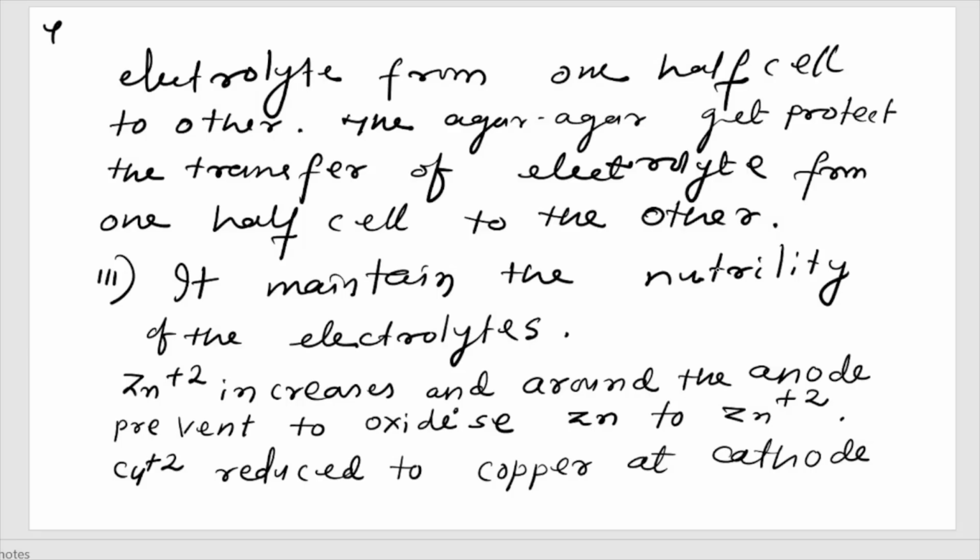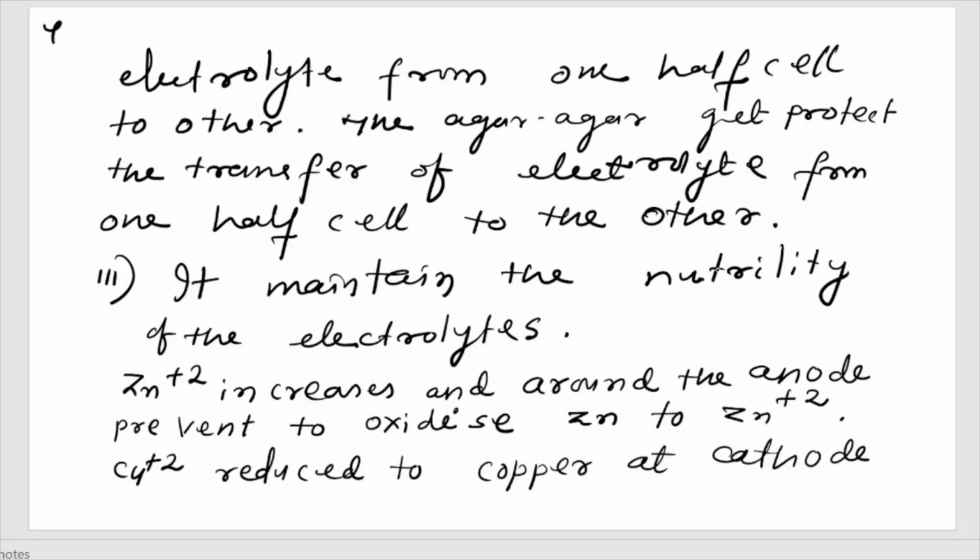Always try to prevent the, what is the electrolyte here? Zinc sulfate and copper sulfate. The agar-agar gel protects the transfer of electrolyte. Here inside the salt bridge you are putting one type of agar-agar gel which protects the transfer of electrolyte from one half cell to other. This is the very important point. It maintains the neutrality of the electrolytes.